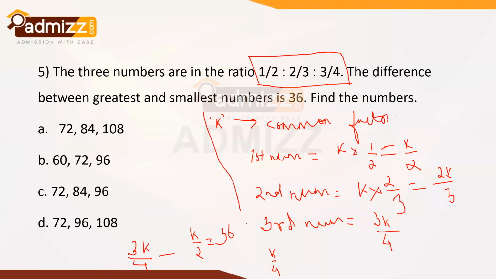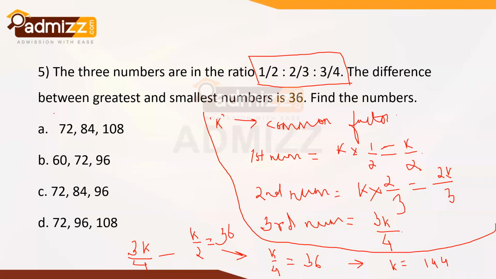Let me do a small partition here. K by 4 is equal to 36, and from this, we can find k is equal to 36 times 4, which is 144. Now, after we've found k, all we need to do is find the rest of the numbers.